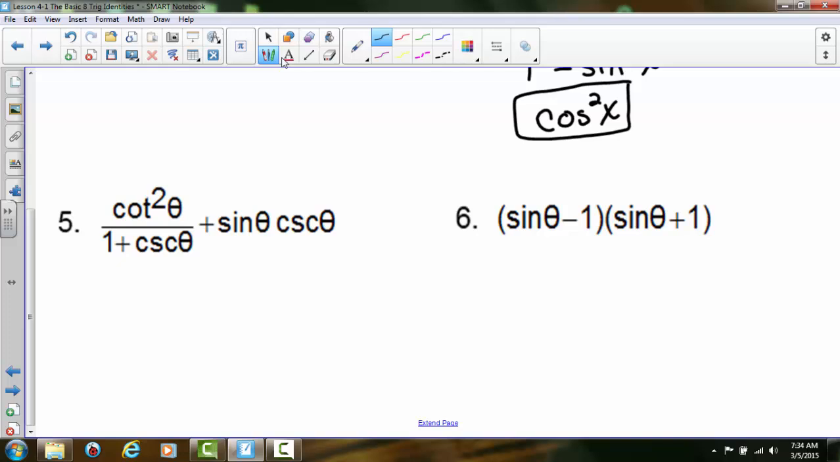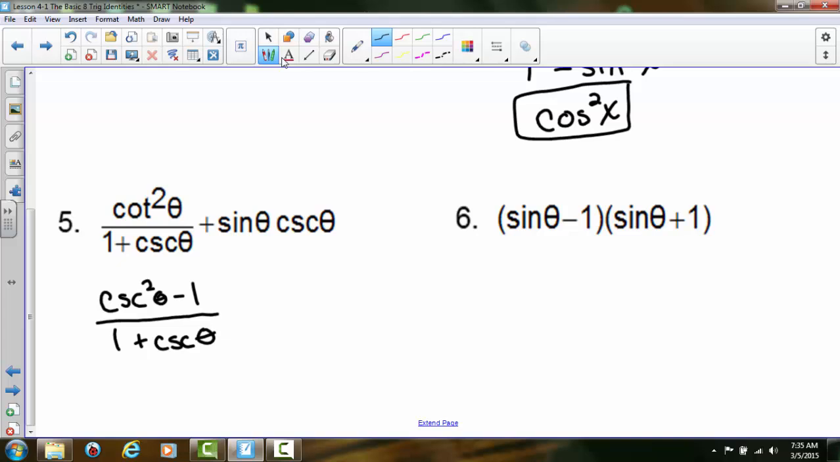Okay, so for instance, here with cotangent squared theta, my first thought was, well, that's cosine squared theta over sine squared theta. And then I was like, well, that's going to be messy, because then I'm going to have a fraction over another fraction, and 1 plus cosecant theta, that would be 1 over sine theta. And then I was like, ooh, that's a lot of mess. So then I started saying, okay, what else have I got for cotangent squared theta? And I remember the one that said it would be cosecant squared theta minus 1. Okay, and then I still have the 1 plus cosecant theta. So I'm thinking I'm going to try and get everything in terms of cosecant theta, right?